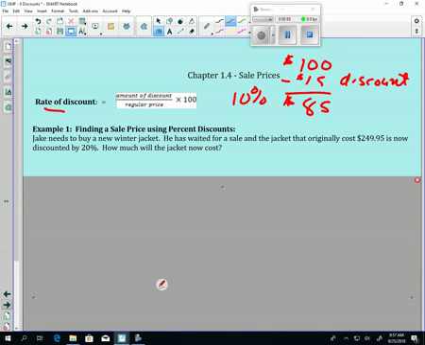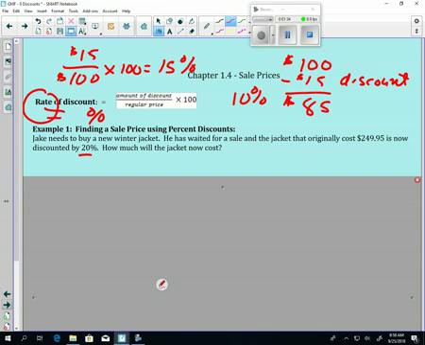Well, to find the rate of discount, whatever money you're taking off, the 15, you look at the original price. What was the original price before the sale? In this case, it was 100. You divide these two, and if you multiply by 100, you get a number 15, which is percent. So rates are percent. Okay? And then when they give you a sale price, they usually put it into a percent.